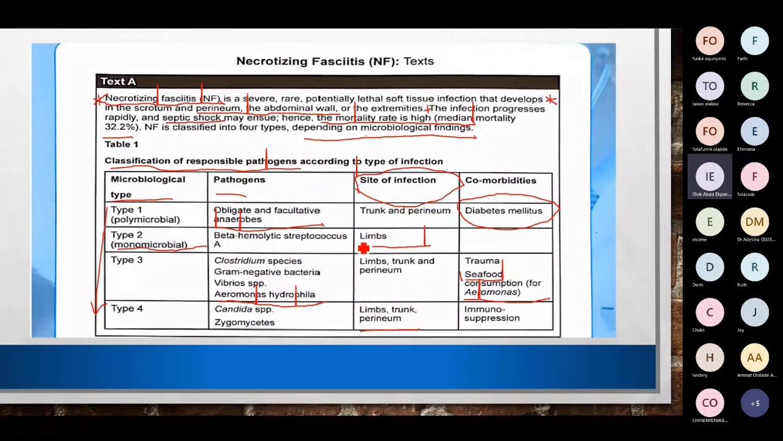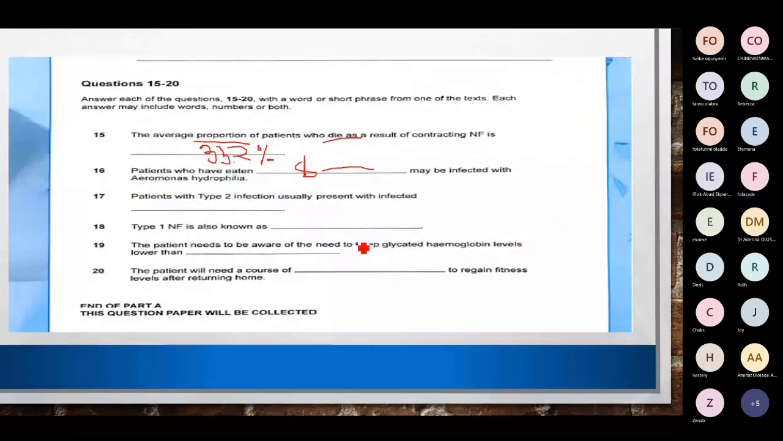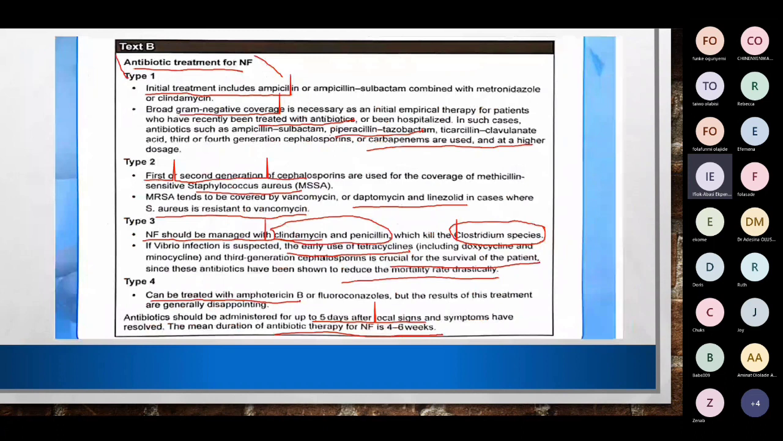Hold on. Is that the answer? No, I think the answer is different. Let's go back to the question again. Please read the question again. Patients usually present with infected limbs. Can you now see that the question is not asking about the pathogen? It's asking about the part of the body. Infected limb. Exactly. So now the answer here is what?